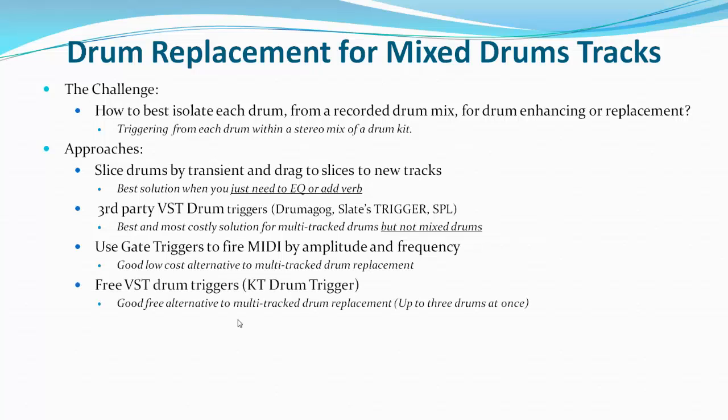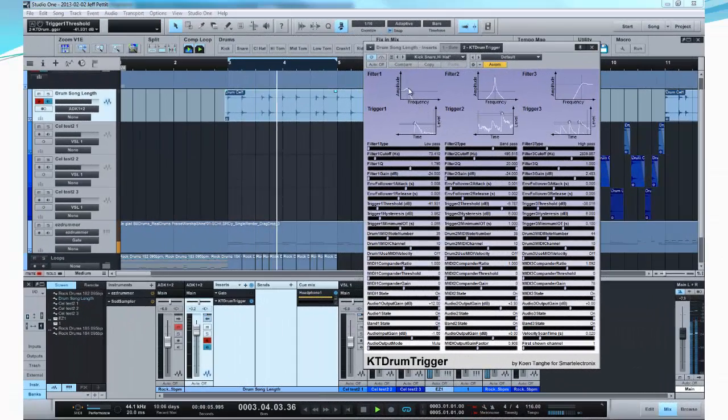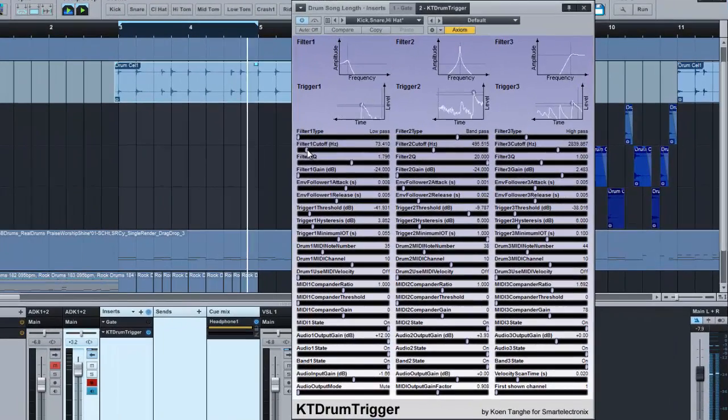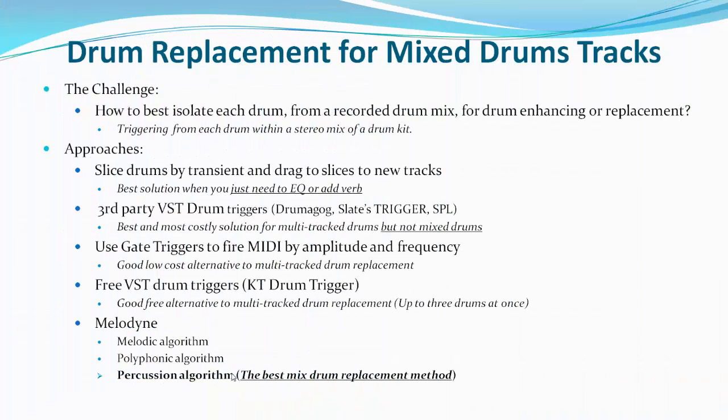The next approach is a free VST drum trigger. It's called KT Drum Trigger, and can be found on the internet, and it's a good alternative to multi-track drum replacement. It has the ability to set up the triggers to listen to 3 different frequency ranges at once, so you can adjust it for kick drum, snare, and hi-hat as an example, but it does have some false triggers.